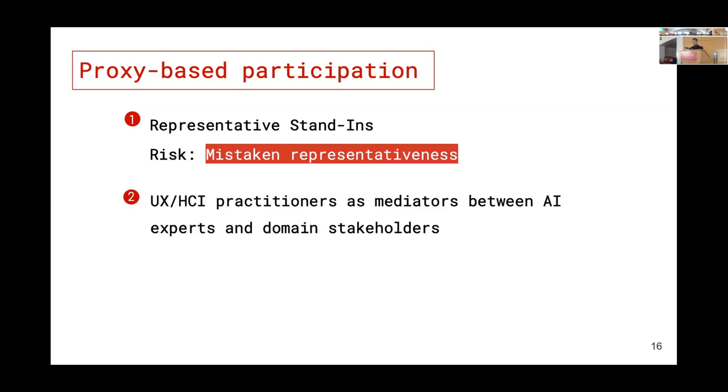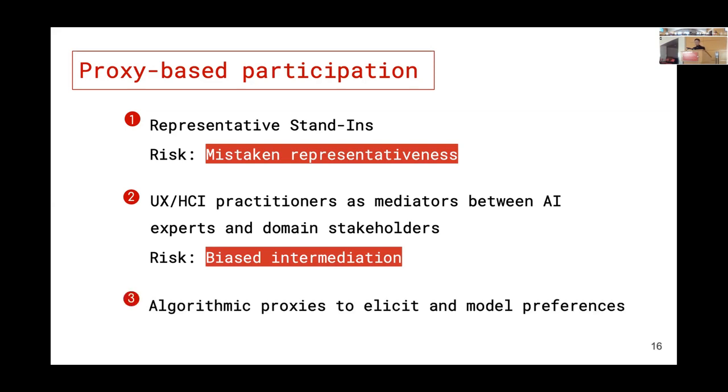Second, when UX and HCI practitioners serve as mediators between AI experts and domain stakeholders, there is a risk here that these experts may inadvertently elevate or augment some voices while leaving other voices out of the conversation. Third, when AI teams recruit stakeholders to train models by voting on preferences or outcomes and nominally reflecting their goals. This form of participation may narrowly limit stakeholders' input to predefined policies, preferences, or model outputs, as well as failing to capture people's changing values and preferences.